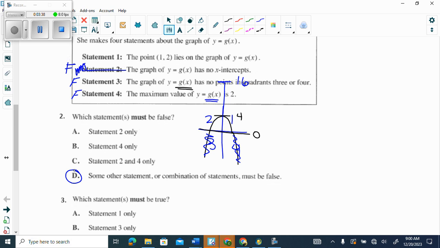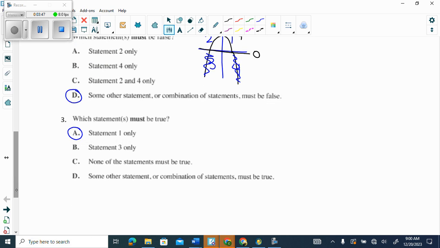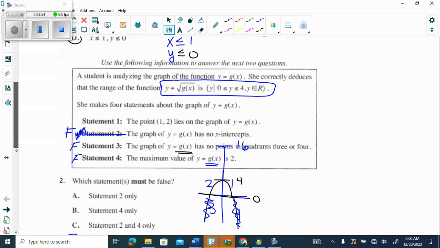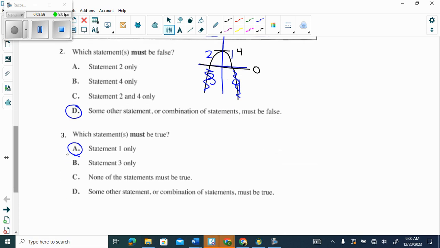All right. Which statement must be true? Which one must be true? One only. Because if you're from 0 to 4, 1, 2 lies on the graph. I guess must be true. None. Could be true. Not must be true.